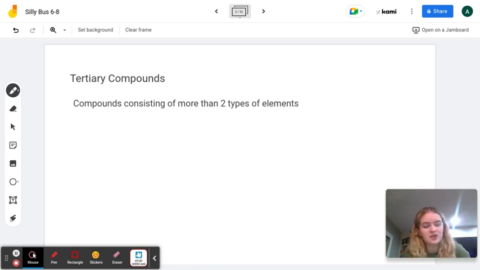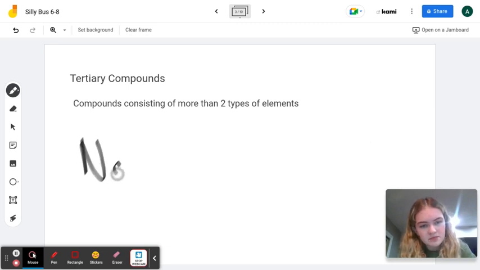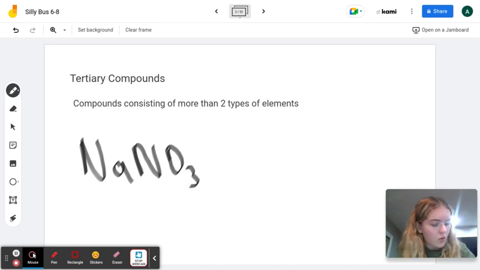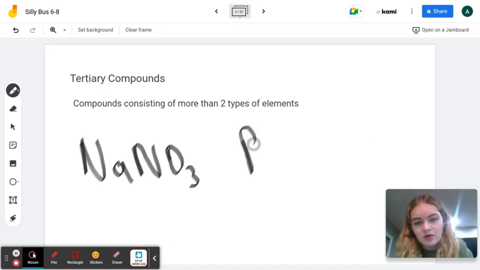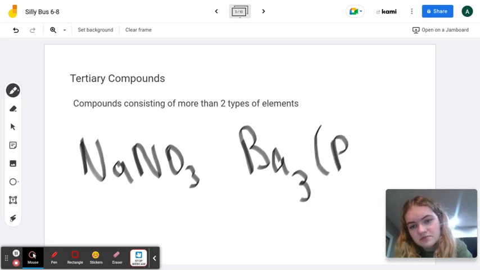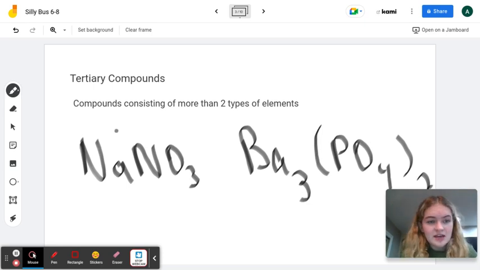So you might get something like sodium nitrate, which looks like this, or you would get barium phosphate, which looks like this. So within each, you have three different types of elements. You can't have more, but it's just more than two. So you have one right here, another one right here, another here. Then you have barium, phosphorus, and oxygen over here.